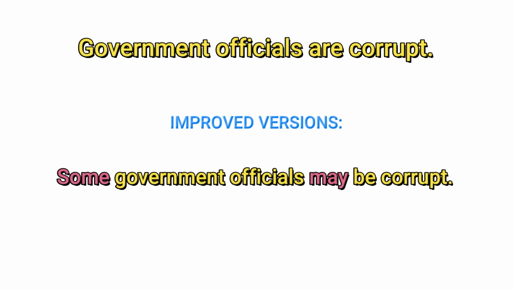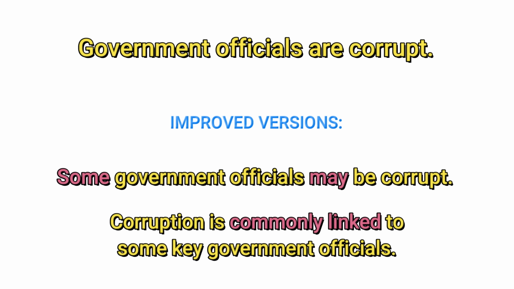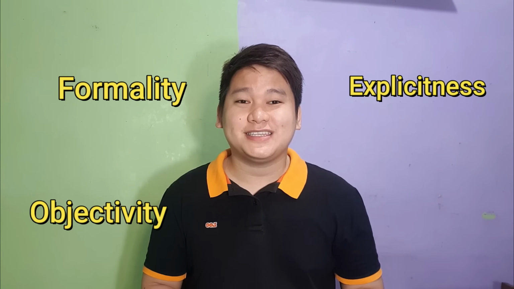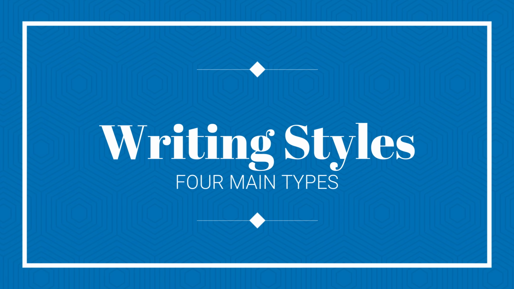Some government officials may be corrupt. Corruption is commonly linked to some key government officials. Once again, the four features of language are formality, objectivity, explicitness, and caution. At this point, let's talk briefly about the types of writing styles.